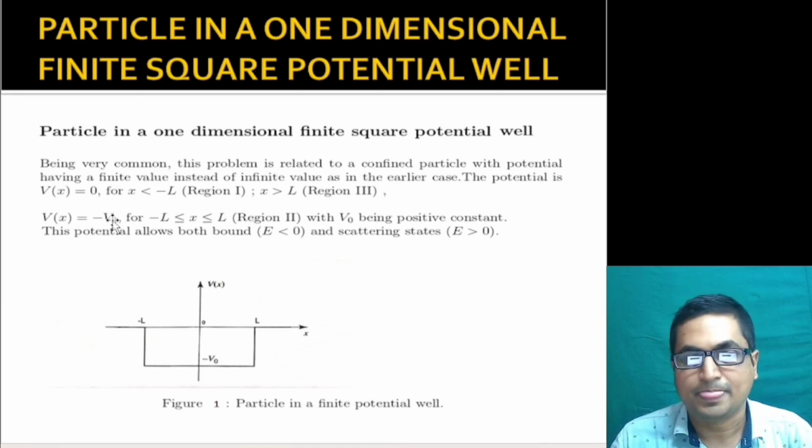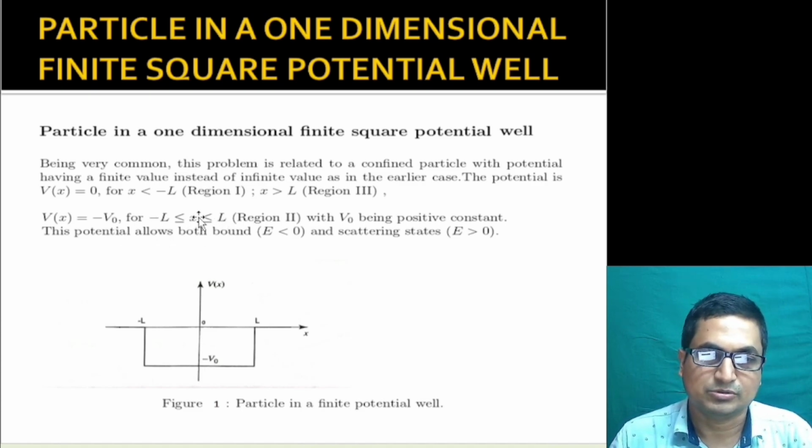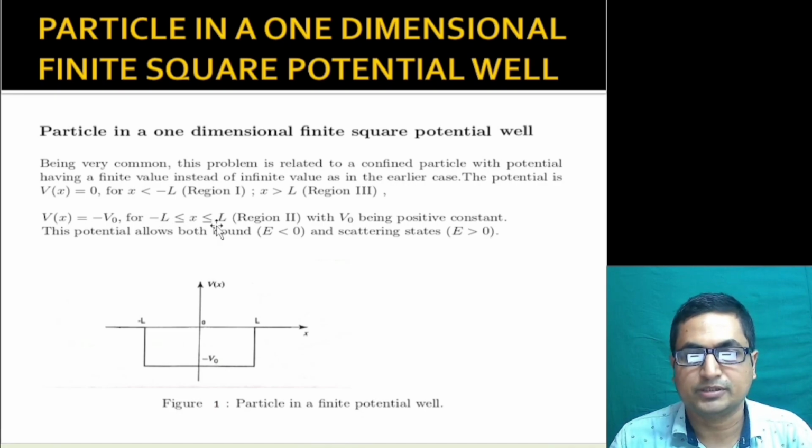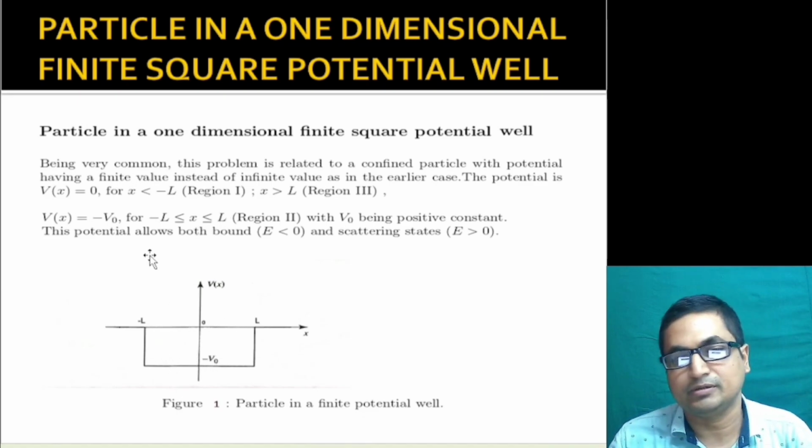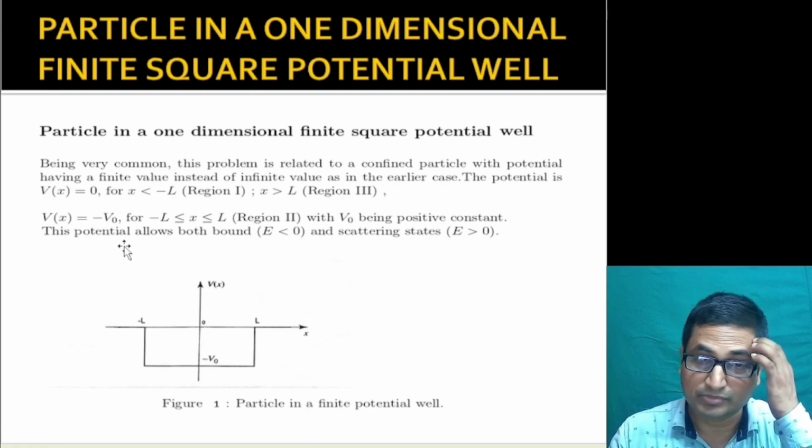So we have three regions here. The potential is 0 for x less than minus L and x greater than L. This is region 3, this is region 1, and this particular region, inclusive of these two sides, is region number 2, which is defined as minus L less than or equal to x, and x less than or equal to capital L. So in this region x is between minus L and L, and here the potential is minus V naught, with V naught being a constant.